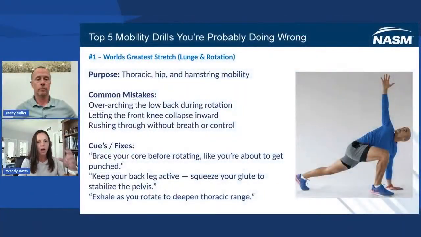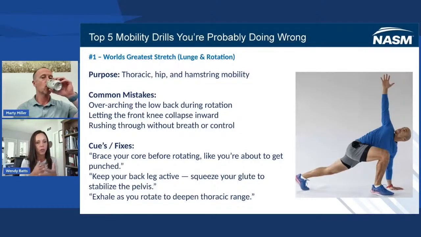So if we go back to the slide and we really focus on what are some common mistakes, it's definitely going to be overarching the low back during rotation, especially if those hips are tight, letting the front knee collapse inward. So again, they are stepping into a lunge position. So as they go into thoracic rotation, oftentimes that front knee may collapse forward or inward, if you will.